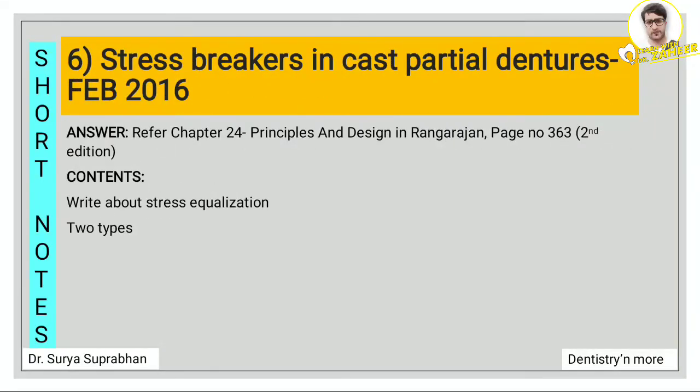Then next question, that is stress breakers and cast partial denture. For this you have to refer chapter 24, principles and design in Rangarajan, page number 363. So first write about the stress equalization. There are 3 philosophies that drive the design process of RPD, of which the first one is stress equalization. That is what is called stress breakers, and then also mention the types of stress breakers.